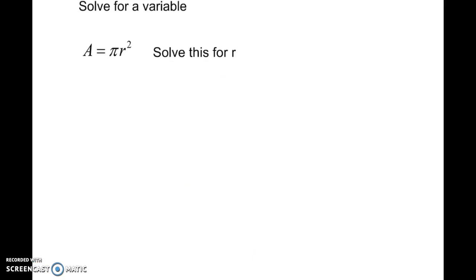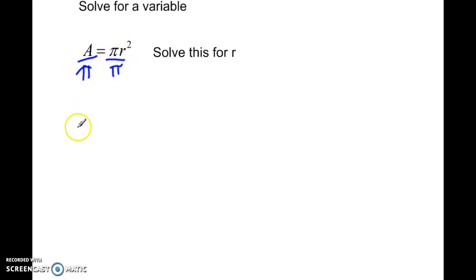These are called literal equations. It's when you take an equation and you solve for a variable in there. So there's a lot of variables. These are actually harder to solve than just a regular old equation like 2x plus 1 equals 5. So if I want to solve for the r, I need to isolate it, right? So I need to move that pi over to the other side. I would probably divide by pi in this case.